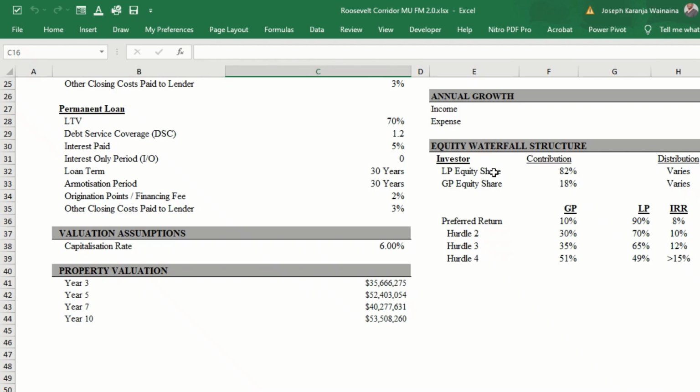And here we do have the equity waterfall structure for the LP and the GP. And these are the breakdown of the promote, as well as now the hurdle rates, as well as now the investment structure.